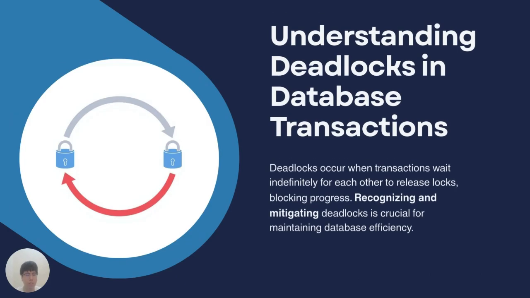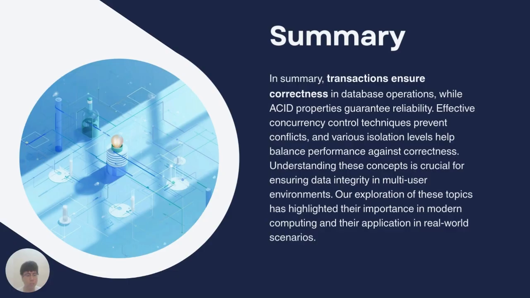Next, deadlocks. They happen when transactions wait endlessly for each other to release locks, bringing operations to a halt. Recognizing and mitigating deadlocks is vital for keeping databases efficient. In short, transactions guarantee database correctness via ACID properties, concurrency control avoids conflicts, and isolation levels balance performance and accuracy. Understanding these ideas is key to maintaining data integrity in multi-user systems, and they are essential for real-world computing applications.